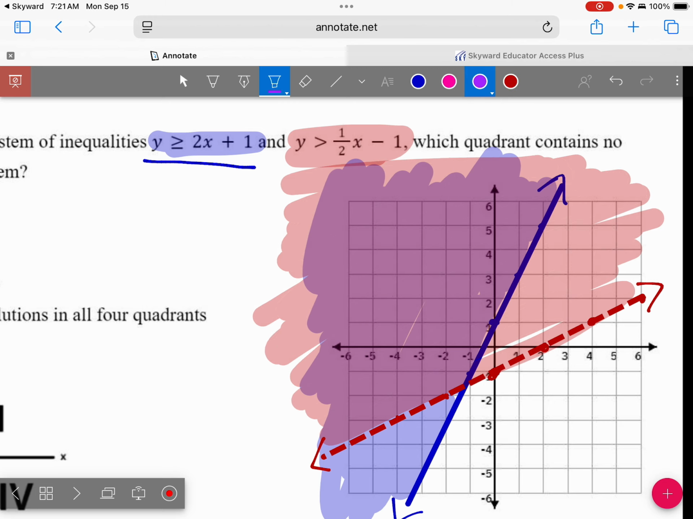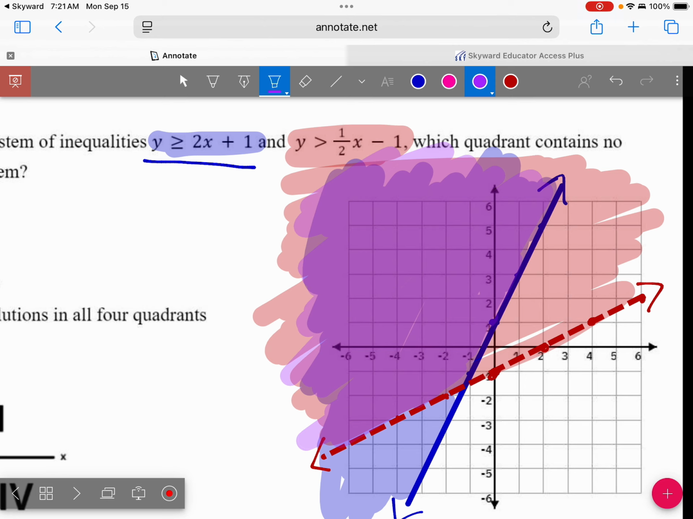So our solutions are going to be every place where we have both red and blue pieces. So it's this purple section over here. So if all we had to do was graph the system, it would be that. But they asked us a question. They said, which of the quadrants, and they gave you a little picture here to remind you what they're called, which of these has no answers to this system?